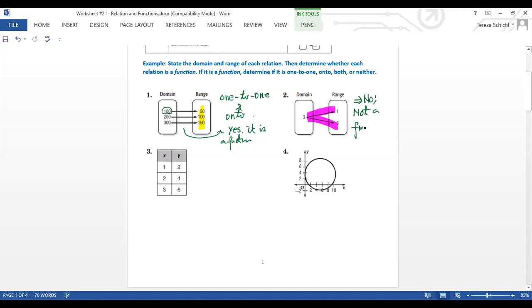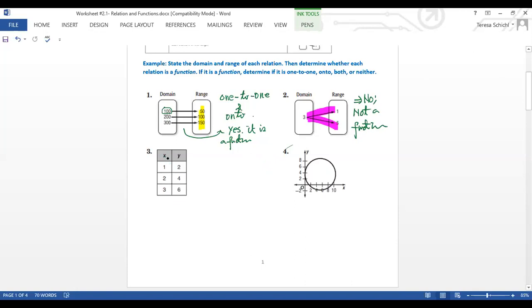Right? So remember here, a function has to have only one value in the range. It's like one boy cannot invite 2 girls to a homecoming, right? So that's why we said this is not a function. Okay, let's take a look at this one.